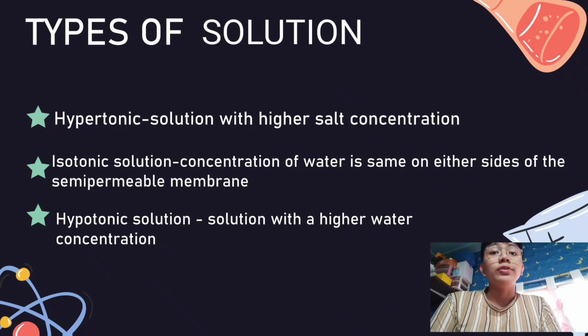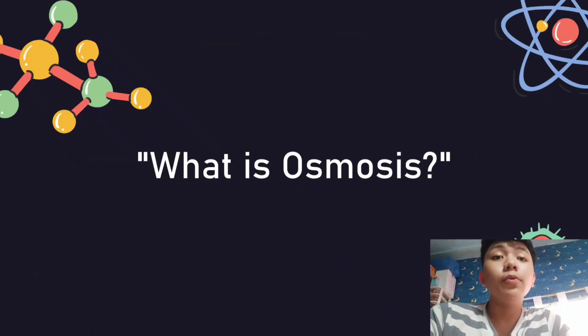Three types of solution: hypertonic, isotonic, hypotonic. The hypertonic solution has a higher salt concentration. Isotonic: concentration of water is the same on either side of the semi-permeable membrane. Hypotonic solution has a higher water concentration. In addition, osmosis can also be defined as the spontaneous movement of a solvent's molecules through a semi-permeable membrane from a lower concentration solution to a higher concentration solution.